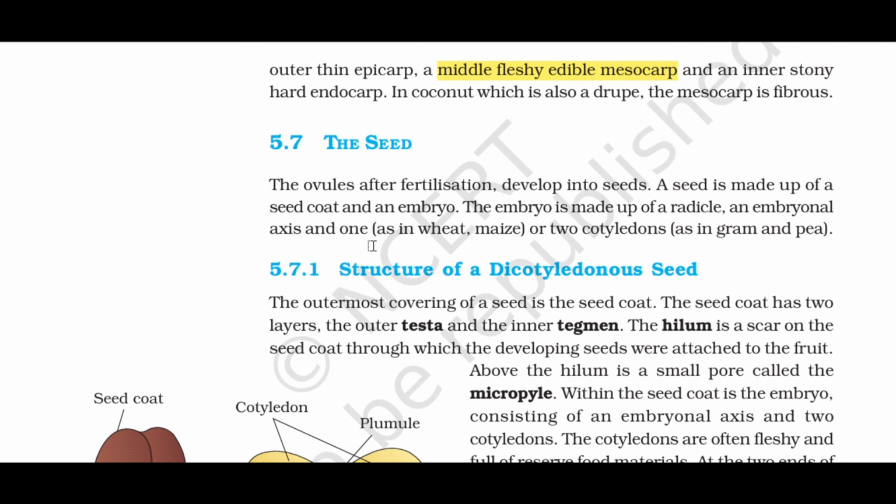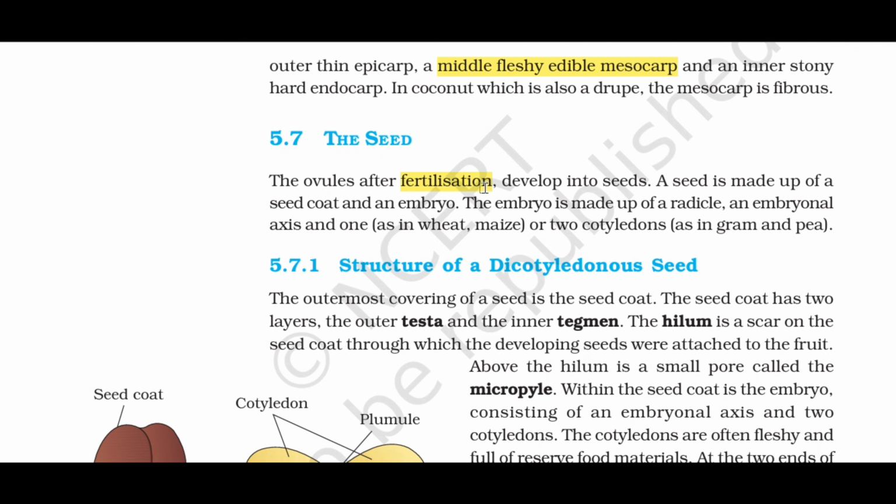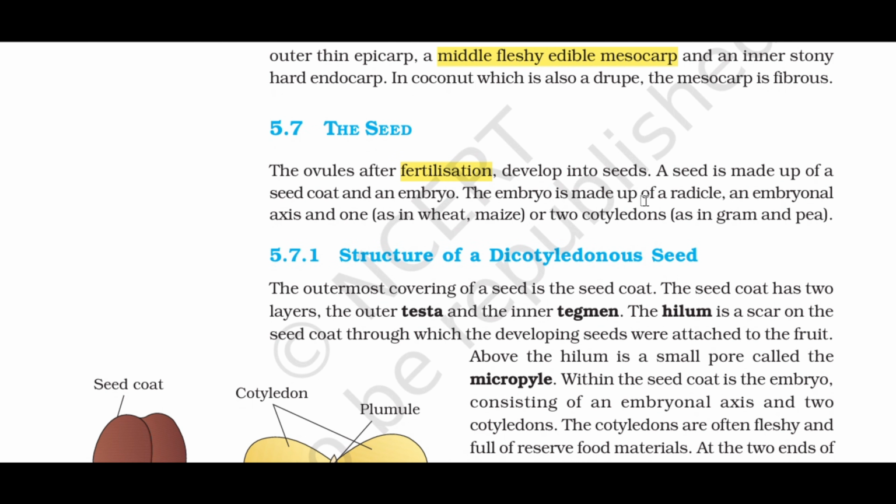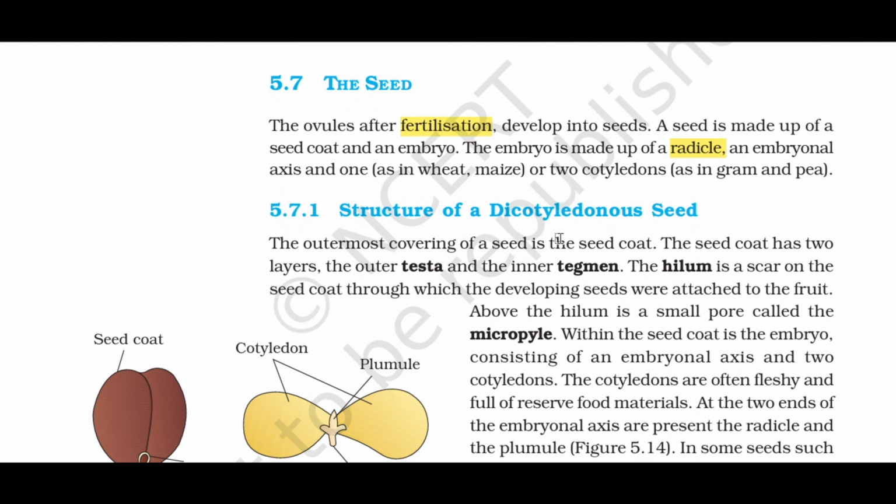5.7 The seed. The ovules after fertilization develop into seeds. A seed is made up of a seed coat and an embryo. The embryo is made up of a radicle, an embryonal axis and one cotyledon, as in wheat, maize, or two cotyledons, as in gram and pea.